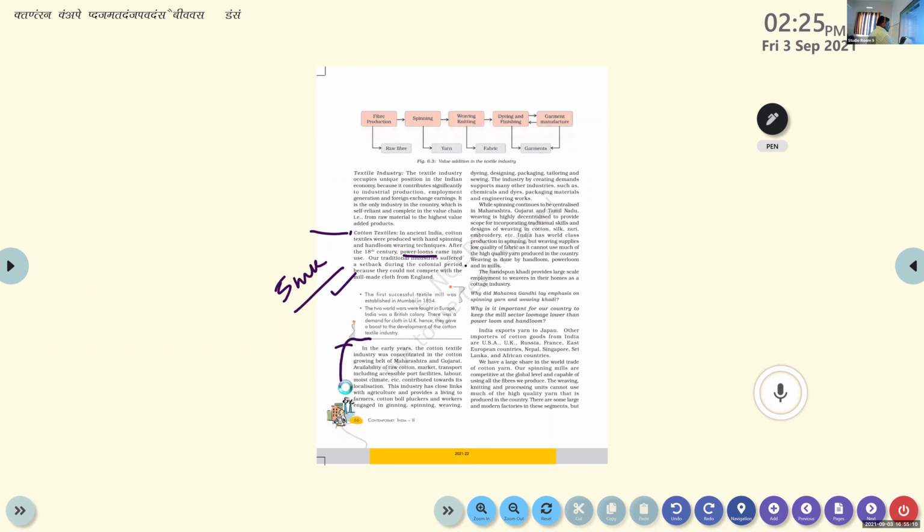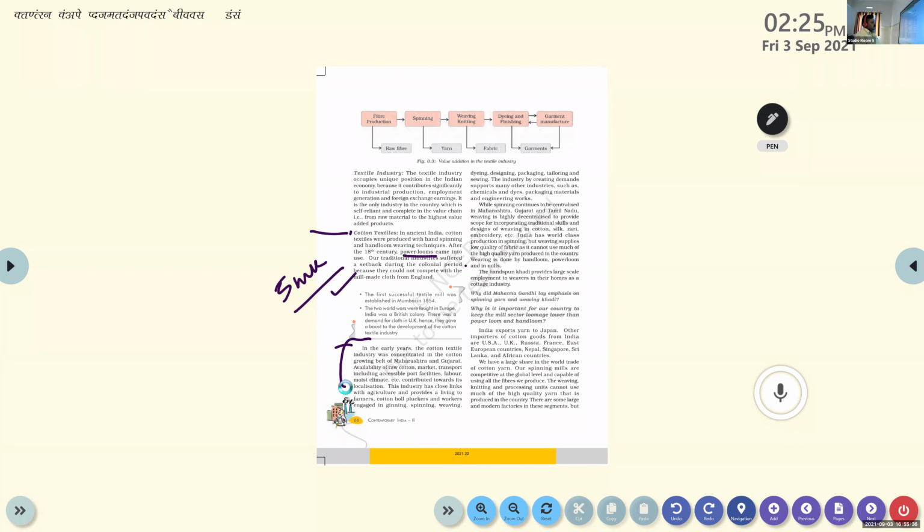So the question is here, why was the cotton textile industry concentrated in the cotton growing belt of Maharashtra and Gujarat? What is the answer? Can anyone tell me? Sir, can you repeat the question again? Okay, why is the cotton textile industry localized in Maharashtra and Gujarat?